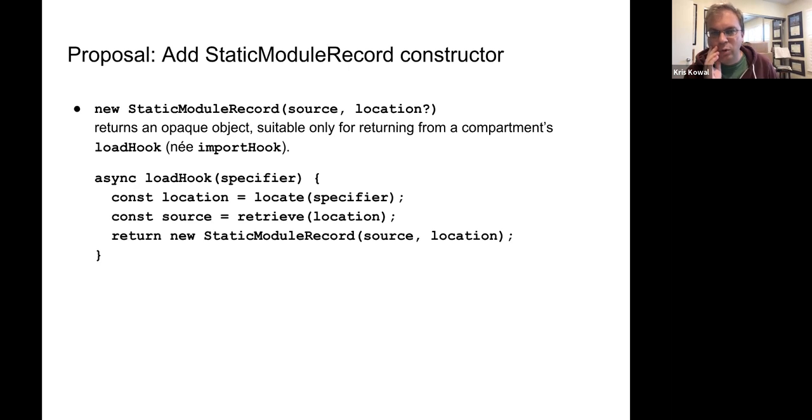The intent is that you would provide a load hook function to the compartment constructor. This load hook would be responsible for finding the location for a particular module specifier in the scope of that compartment, and then retrieving the source by whatever means the source can be obtained in that compartment, and then constructing a static module record for the source at that location. And it occurs to me that we need to find another way to thread the location, but we'll talk about that offline, I think.